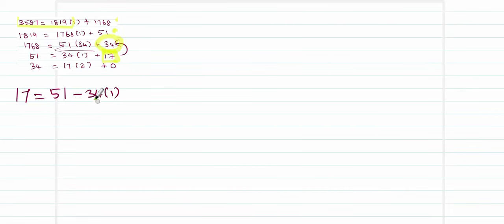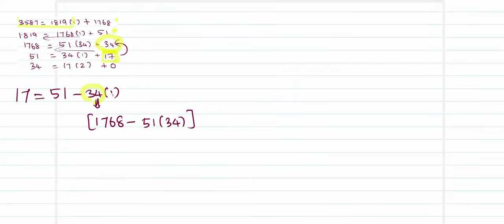34 is to be replaced. Where is 34? Here is our 34. How to replace this 34? By the back traced value. What is going to be 34 to be replaced with? 1768 minus 51 times 34 is the quantity I replace this 34 with.